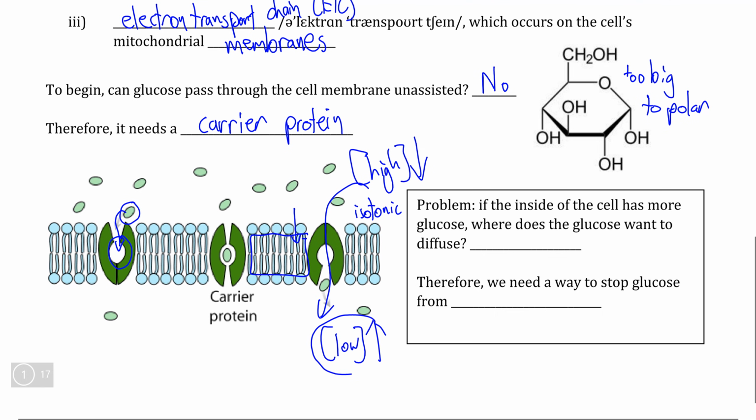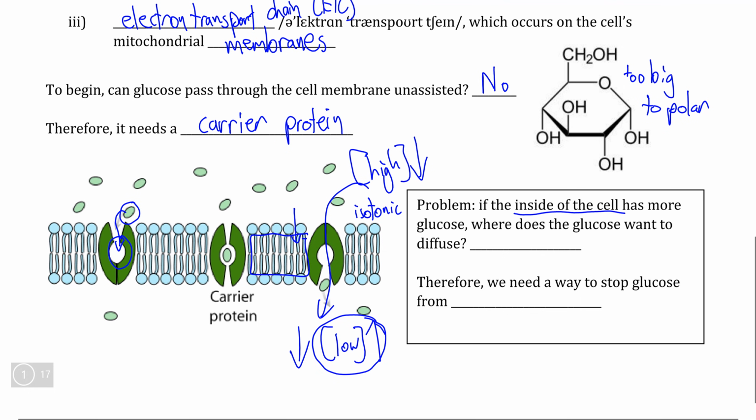So therefore, we need to keep this concentration of glucose in the cell low in order to make sure that the concentration gradient allows glucose to flow one way. Now, is it possible to keep this concentration lower than the concentration outside all of the time? Obviously, the answer is no.